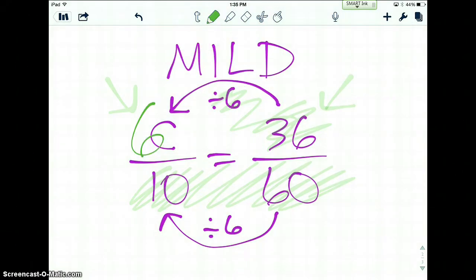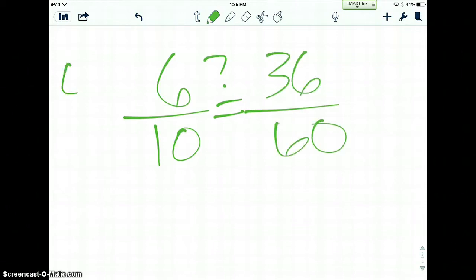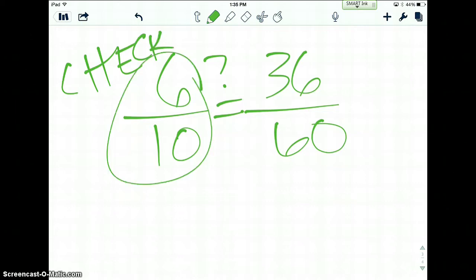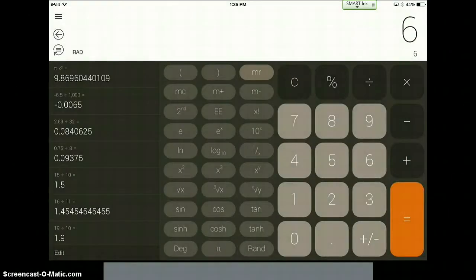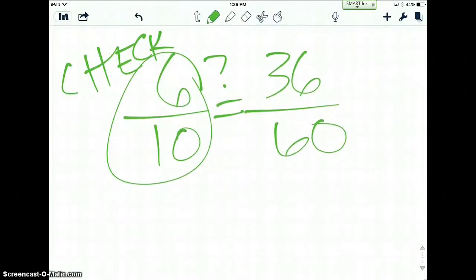Okay, so that is considered a mild problem because we can relate either the numerators to each other or the denominators to each other. And now on the calculator, some of you need help on this. How can we check if 6/10 is actually equivalent to 36/60? How can we make sure that that's true? We are checking, people. Well, on the calculator, what would we type in here? 6/10. So I would need to do 6 divided by 10. And that equals 0.6. So back here, I'm going to say that 6 divided by 10 is 0.6.